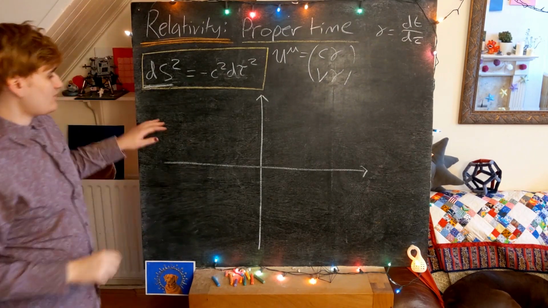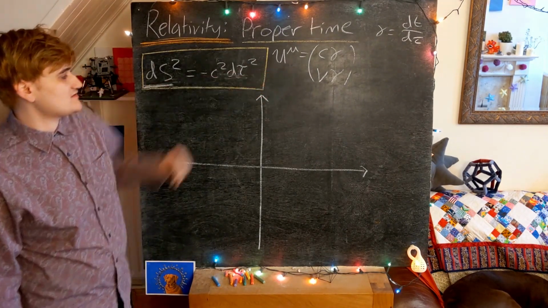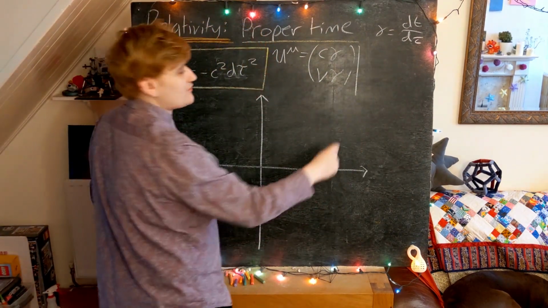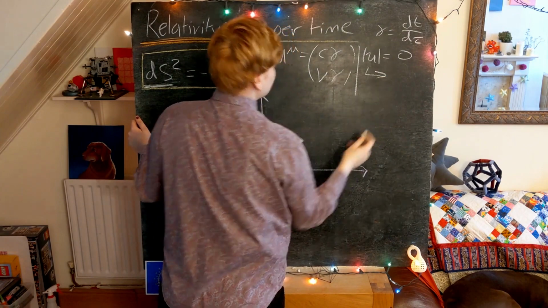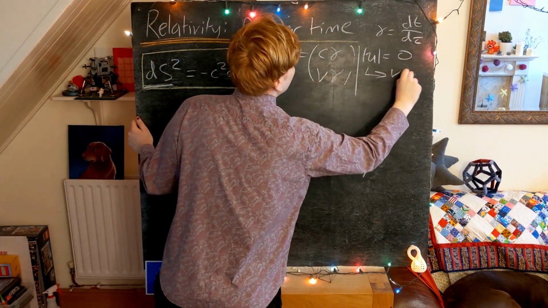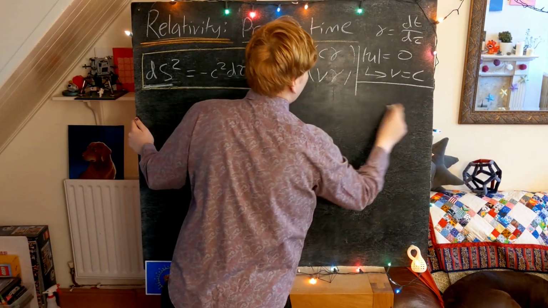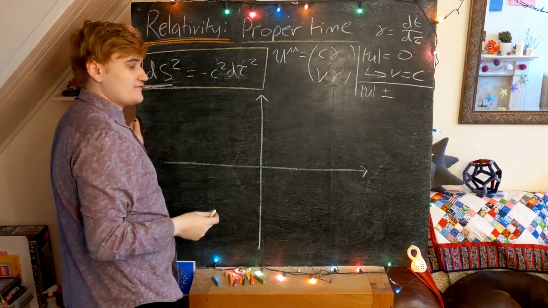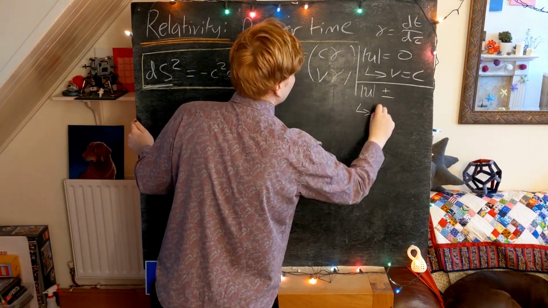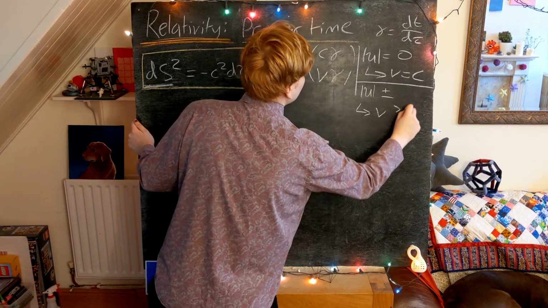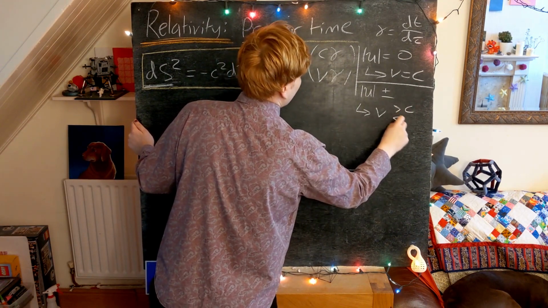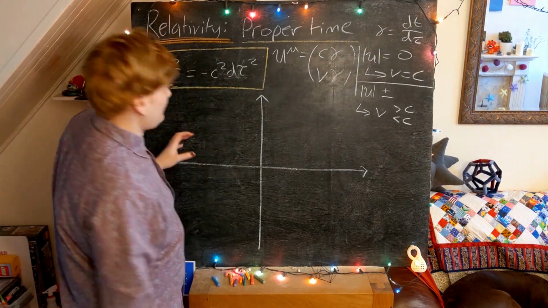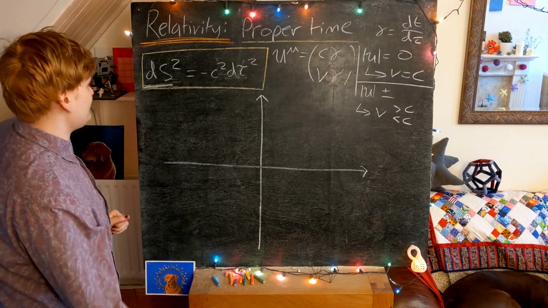And now we saw that there are three possible cases that the length of this four-velocity can have. Essentially, the length can be 0, which corresponds to this coordinate velocity being equal to c, and then the magnitude can be positive or negative, which corresponds to the velocity being greater than c for positive and less than c for negative.